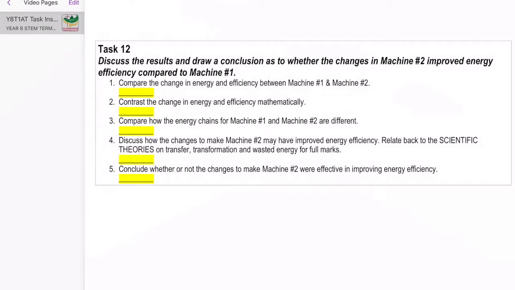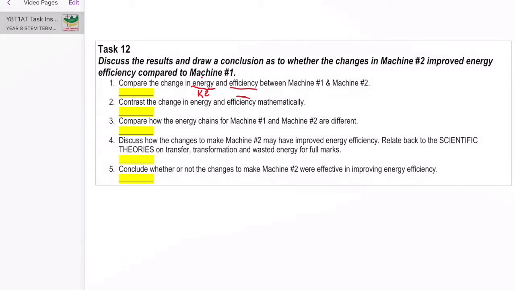Number 1, compare how much the energy efficiency was. Okay, the change in the energy, the kinetic energy at the end, and the change, if any, of the efficiency. So you just have to describe them mathematically. The kinetic energy that we started off with in machine 1 was this. When we made it into machine 2, its kinetic energy was this. And the same when it comes to talking about the efficiency.